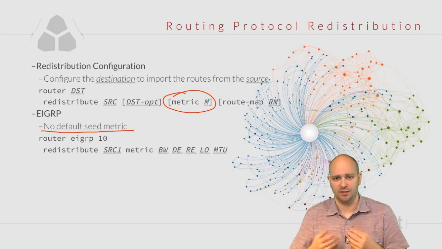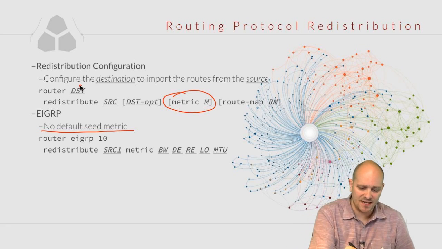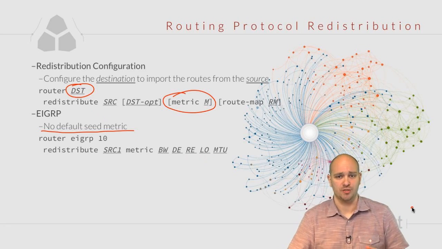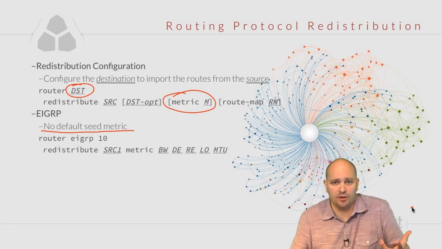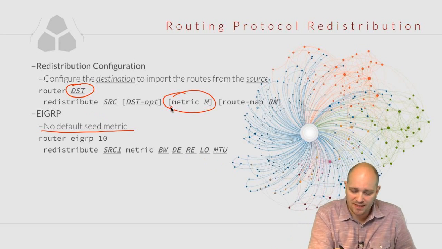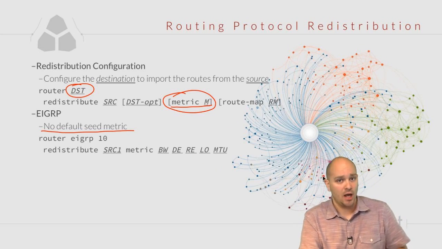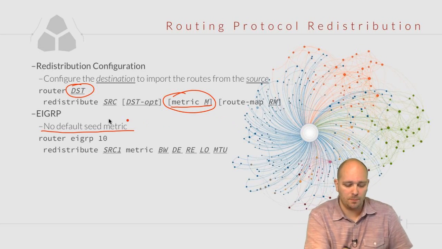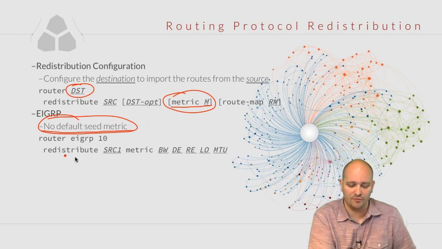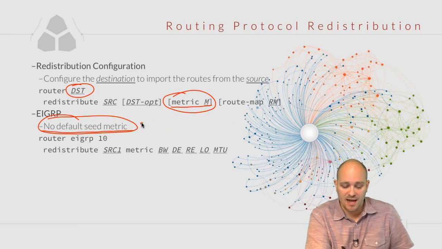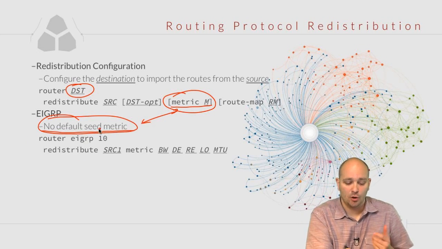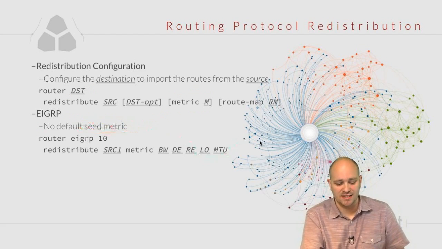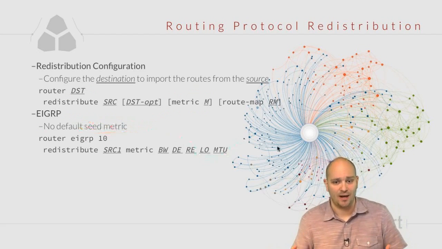So we have to tell the target process, our destination process, which metrics to use, what is going to be the starting point for these routes. And this is going to be this metric that we are specifying here. For some routing protocols, there are defaults. For EIGRP, there is no default value here. And by the way, this metric is sometimes called the seed metric, because this is how we are injecting the routes in there.